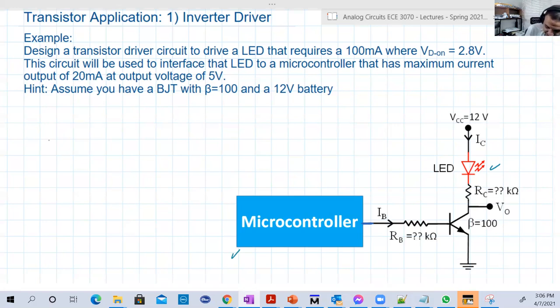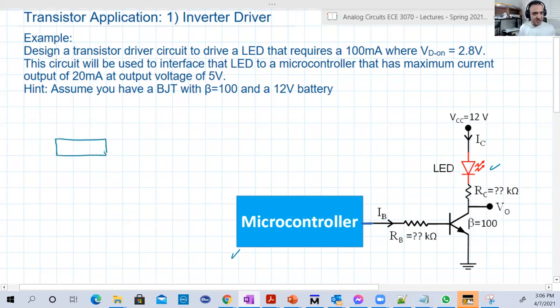So basically the microcontroller is a circuit, something like this, with whatever inside. Let's ignore that for a moment. It has some interface, some pin, and this pin should drive some LED like this.